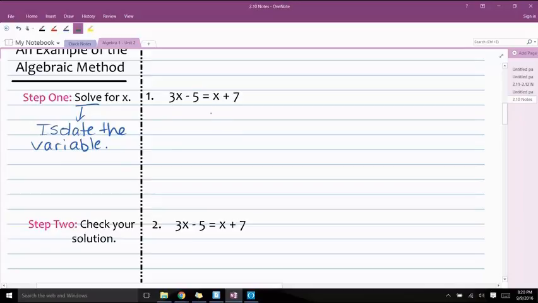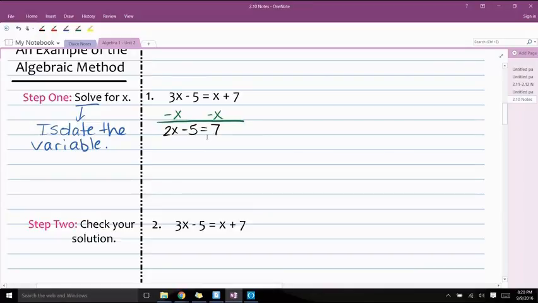Well, how do you take something off? You subtract it. So we're going to subtract x from the right side of the equal sign. Whatever you do to one side, you have to do to the other. So we subtract x from the left side. Okay, that's going to give us 3x minus x is 2x minus 5 equals 7.